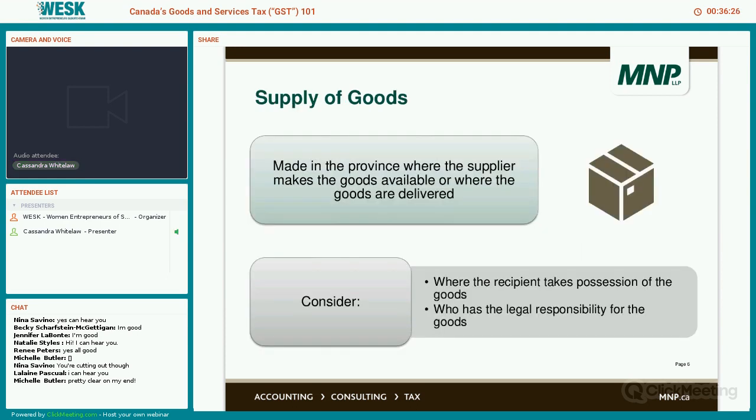In the case of a supply of goods, goods are generally deemed to be supplied either where the supplier makes the goods available or where the goods are delivered. Things you want to keep in mind when determining the place of supply are where the recipient takes possession of the goods, as well as who has the legal responsibility for the goods. Something to note here is that the concept of delivery is not based upon who is responsible for the freight charges. It is based on the delivery regardless of who's paying for the shipping.